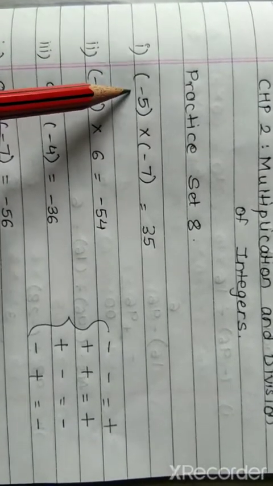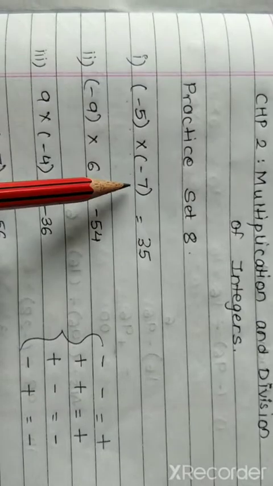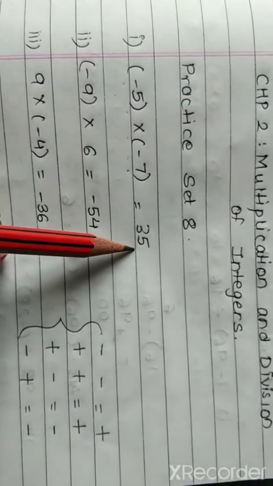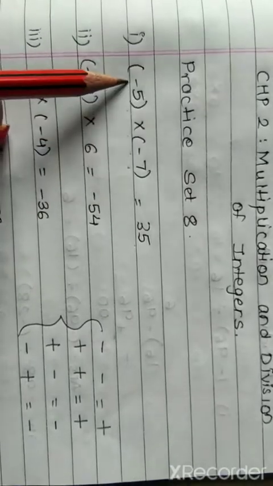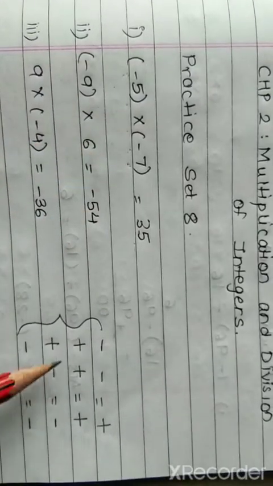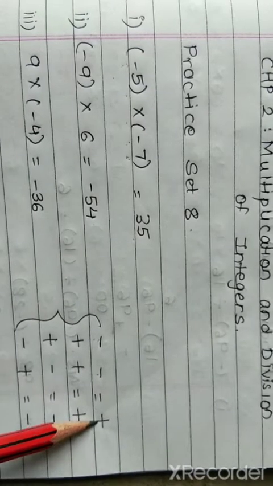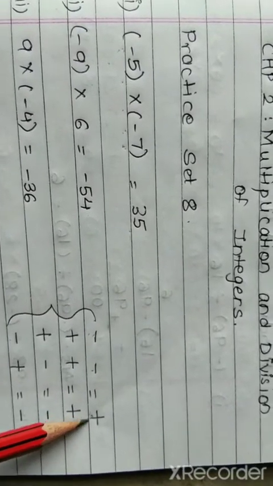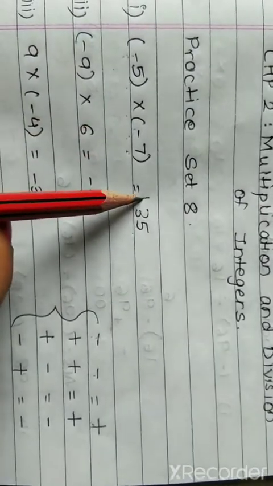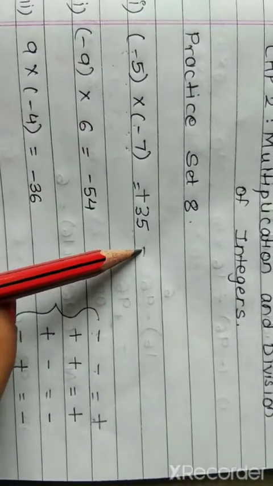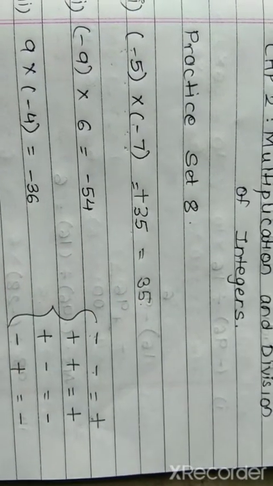The first question is minus 5 multiplied by minus 7. We know that 7 5s is 35. Now coming to this subtractive part, that is minus 5 and minus 7. Again coming back to the rule, two negatives makes a positive. That means our answer will have a positive number. That is minus 5 multiplied by minus 7 is plus 35. Plus 35 or 35 is one and the same.